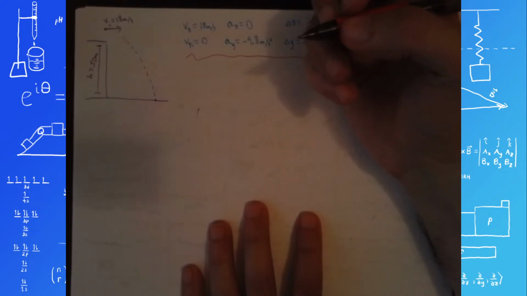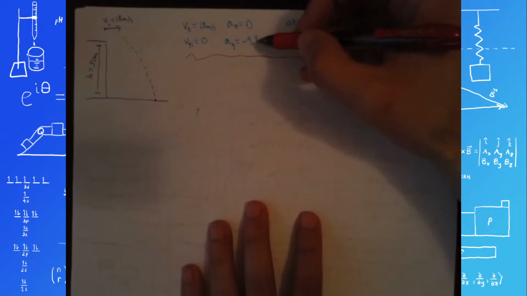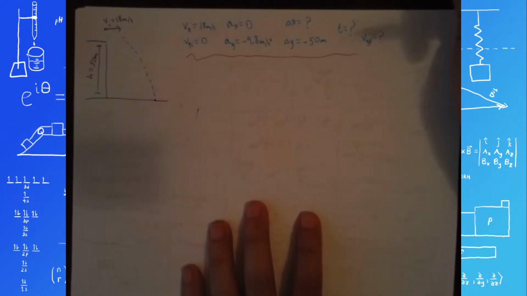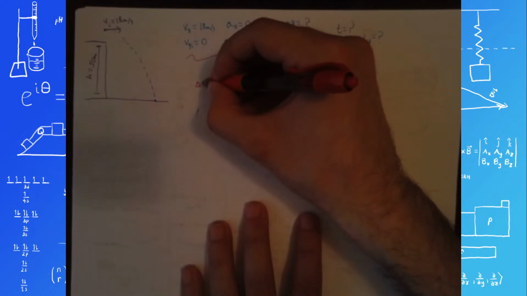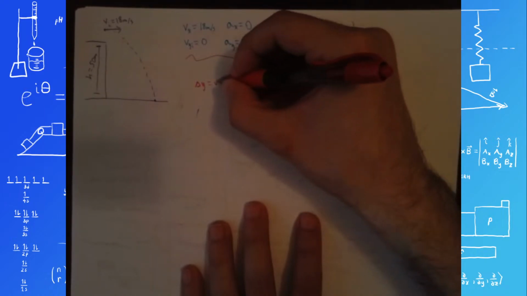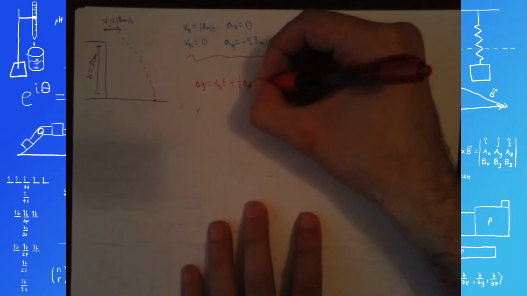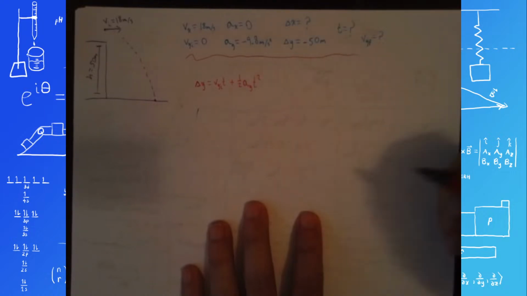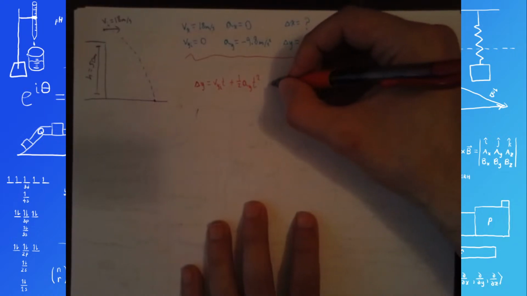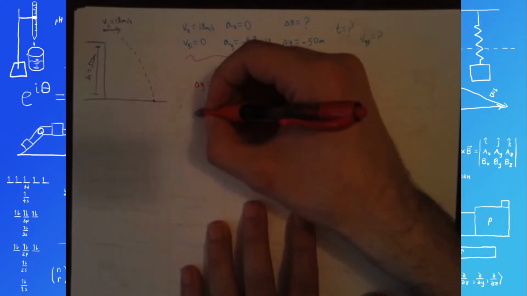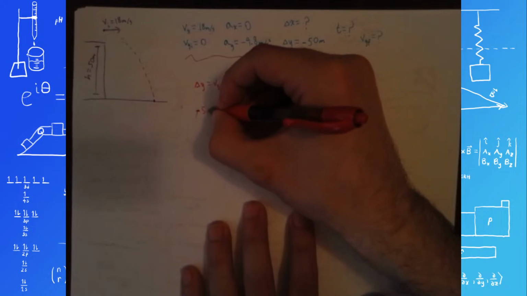So let's figure out what I want to use. I know delta y, I know acceleration in y, and I know vy initial, and I'm looking for time. Do I have an equation of kinematics that involves those 4 things? That would be my second equation of kinematics. Delta y equals vy initial times t plus 1/2 acceleration in y times t squared. Aren't you glad you listened to me and memorized your kinematics equations? You did memorize your kinematics equations, right?